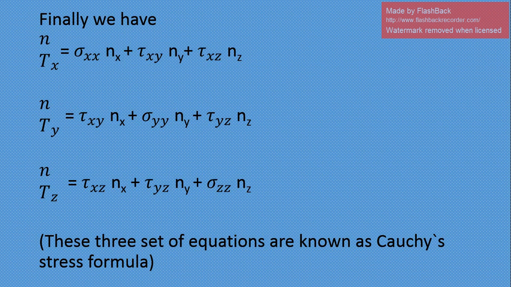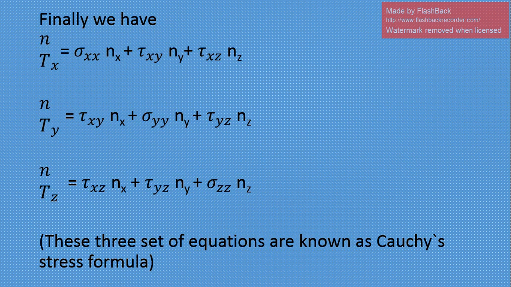Finally, we have a series of equations. The component of the traction vector along the x direction, Tnx, is equal to sigma xx nx plus tau xy ny plus tau xz nz. Tny is equal to tau xy nx plus sigma yy ny plus tau yz nz. Tnz is equal to tau xz nx plus tau yz ny plus sigma zz nz. These three equations are known as the Cauchy stress formula.